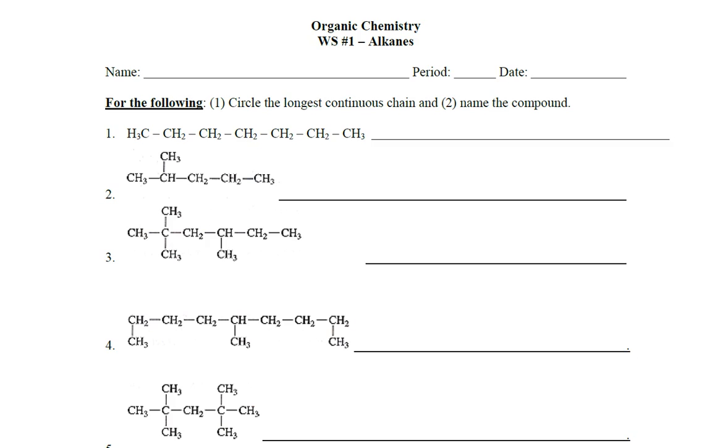Let's look at this next one. I'm going to go 1, 2, 3, 4, 5, 6, 7, 8, 9. I could also go 1, 2, 3, 4, 5 along other paths. It looks like 9 is the longest, and the base name for 9 is nonane.